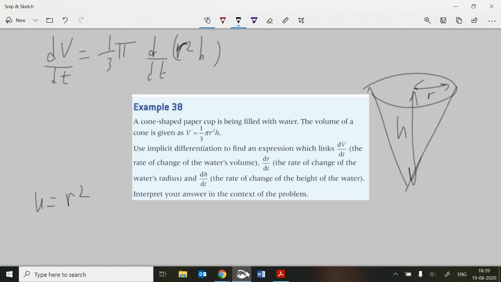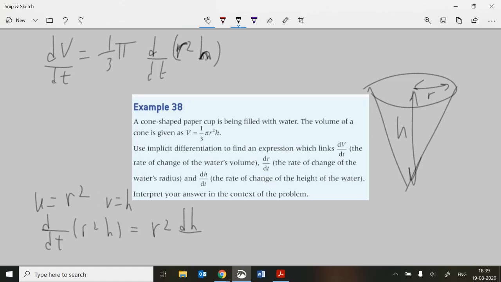Okay, and that's an h, not a b. So u is equal to r squared and v is equal to h. And now we can say our d/dt of r squared h is going to be equal to u, which is r squared, times by the derivative of v. And the derivative of v is just dh/dt, because we're differentiating with respect to t.